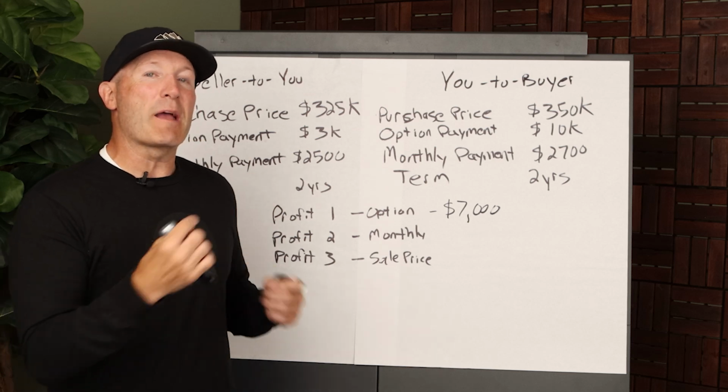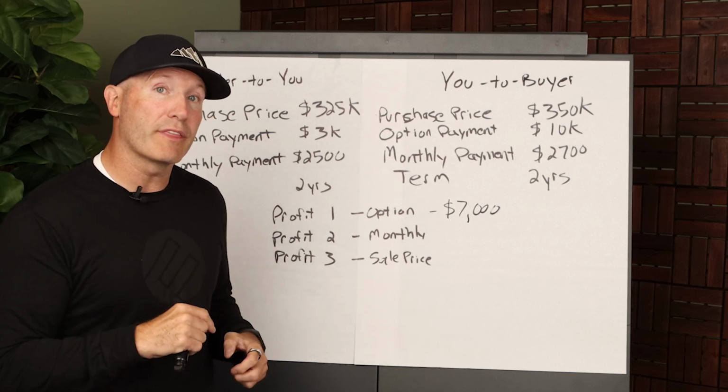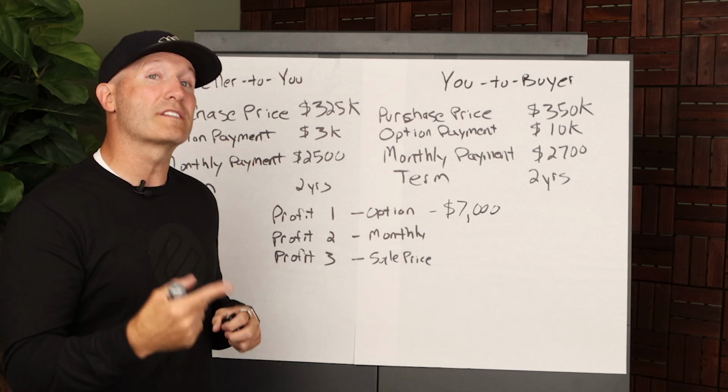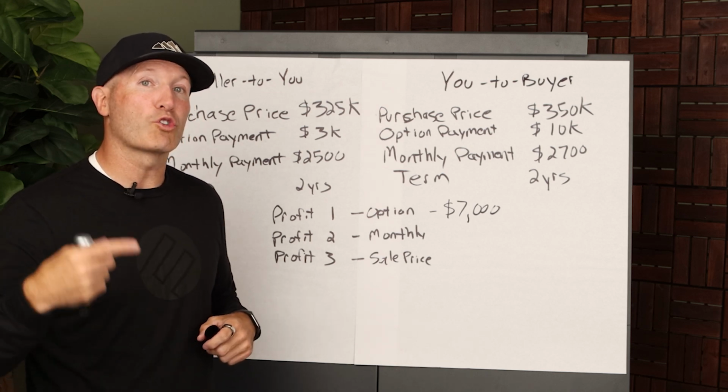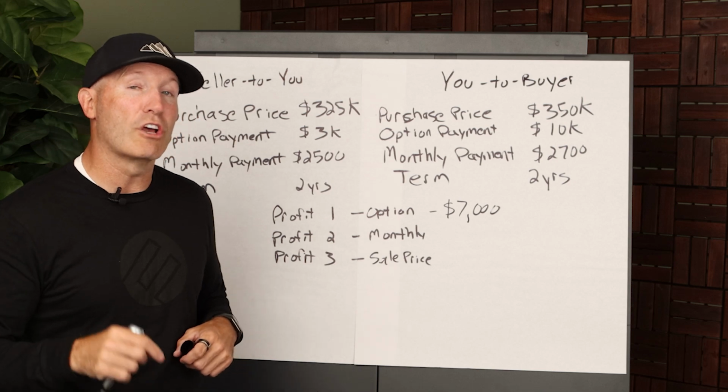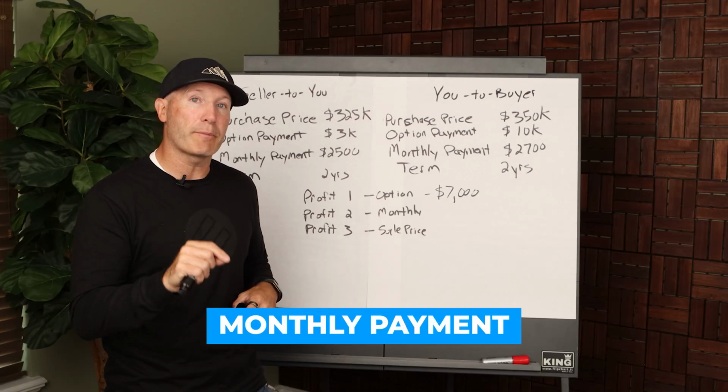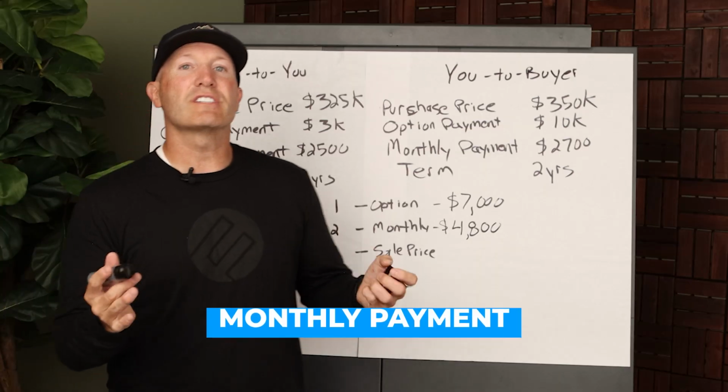Now, the monthly price that I'm paying is $2,500 a month, but I've turned around and rented it out for $2,700 a month. So that's a $200 a month profit. Over 24 months is $4,800. So profit center number 2 is the monthly payment of $4,800. And obviously the sales price.